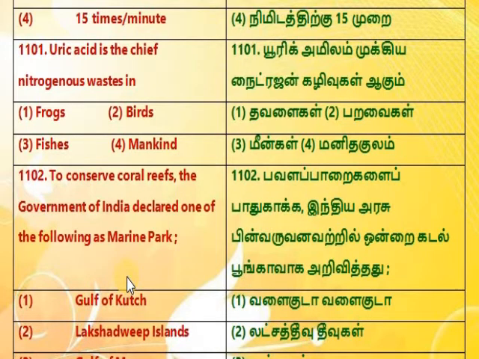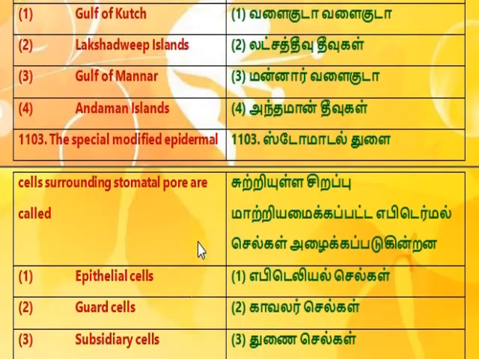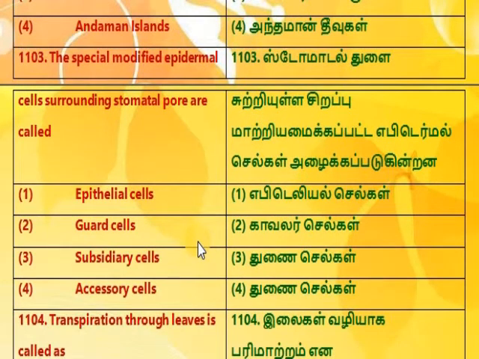1101. Uric acid is the chief nitrogenous waste in 1. Frogs. 2. Birds. 3. Fishes. 4. Mankind. 1102. To conserve coral reefs, the Government of India declared one of the following as a marine park. 1. Gulf of Kutch. 2. Lakshadweep Islands. 3. Gulf of Mannar. 4. Andaman Islands. 1103. The special modified epidermal cells surrounding the stomatal pore are called 1. Epithelial cells. 2. Guard cells. 3. Subsidiary cells. 4. Accessory cells.